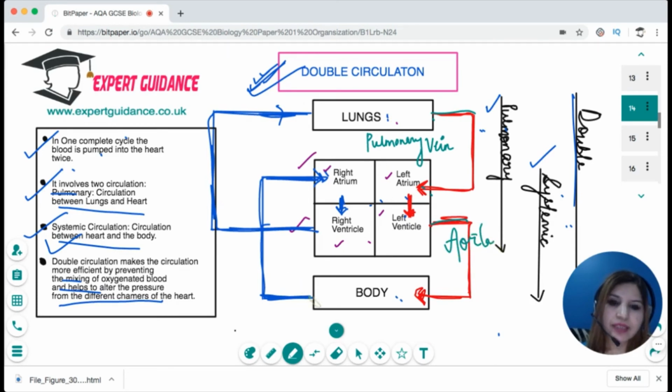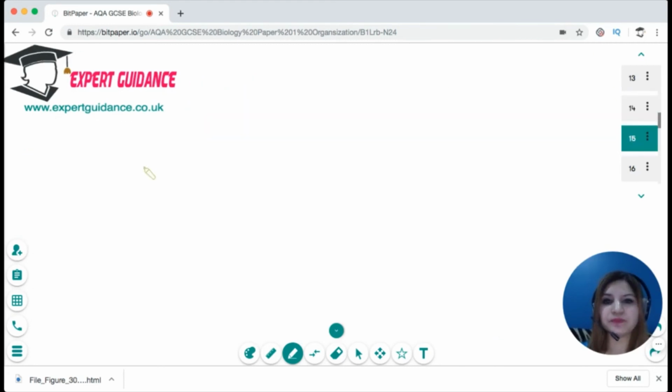Then the blood comes from the body to the heart. Again, it has to be a vein. So it's a vena cava. And then from the right ventricle, it goes back to the lung. So it has to be an artery. And since it is associated with the lung, it is the pulmonary artery. So you should be able to draw this circuit and label all the vessels. And I hope this is clear to you.